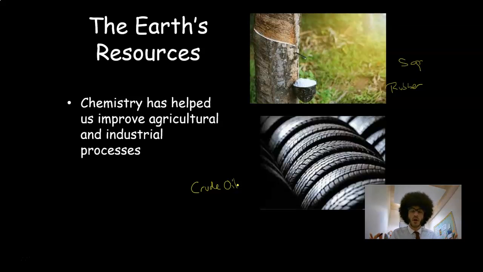Now, both rubbers are fine. What we've found is that crude oil made rubber is now accounting for the majority of the rubber that you find in the market. Now, the problem is that this crude oil won't last forever. It's finite, so that's something which I'll talk about more later on.